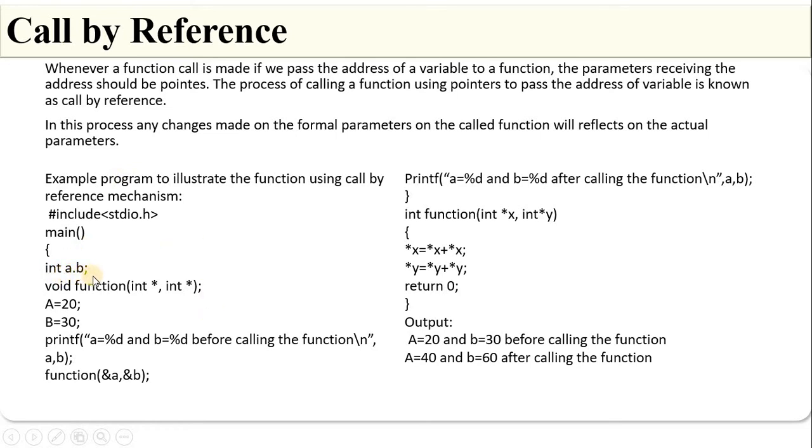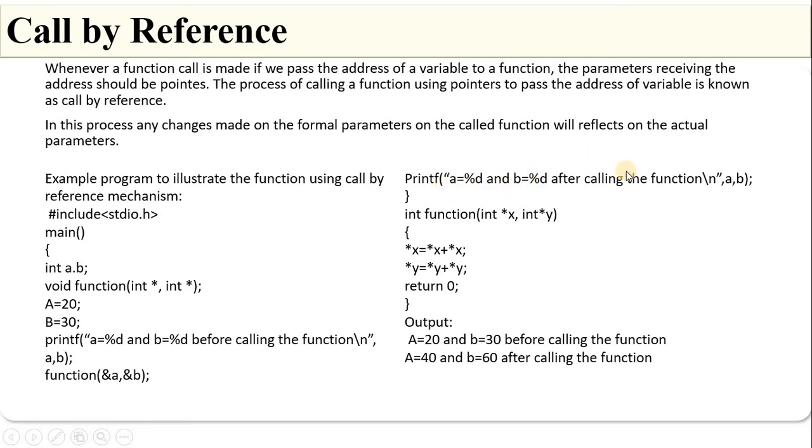Here int a and b is there, a comma b. There's a typo here. It's not a dot b, it's a comma b. And you have a and b before calling a function. There will be 20 and 30. But here, while you call the function, you are passing the address of a and b. You are not passing just the values. You are passing the address where the 20 is stored, and the address where 30 is stored. Let's say a is stored at 1000 and b is stored at 2000. Or for simplicity, since it's 20, let's say a is stored at 20,000, b is stored at 30,000.